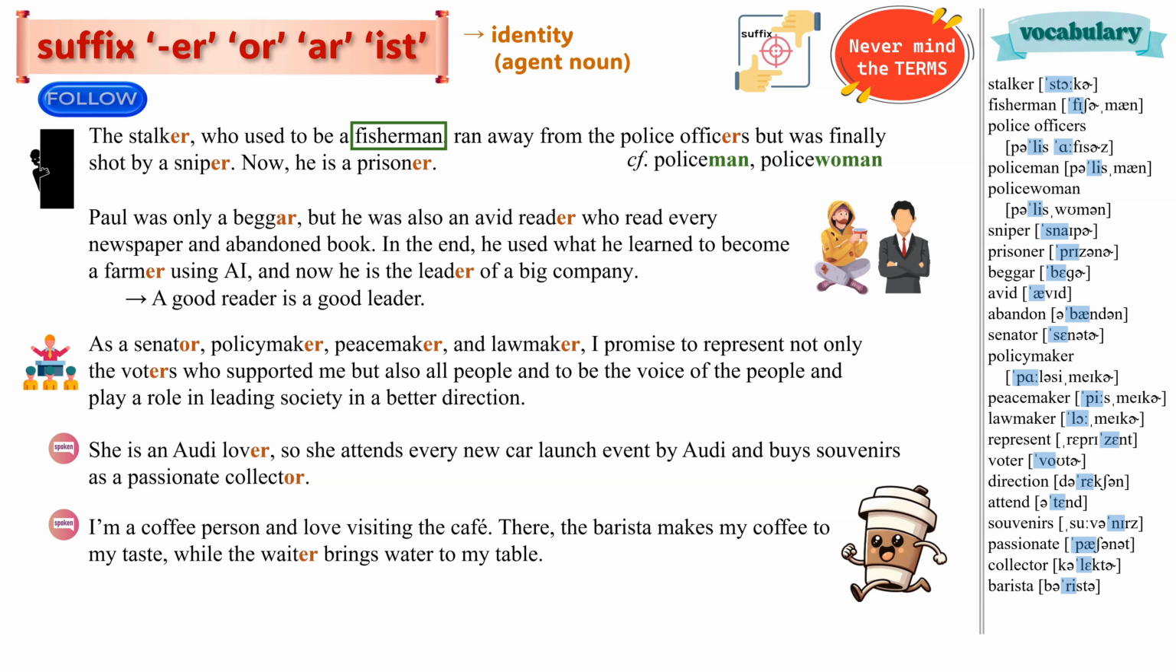As a senator, policymaker, peacemaker, and lawmaker, I promise to represent not only the voters who supported me, but also all people, and to be the voice of the people, and play a role in leading society in a better direction. She is an Audi lover, so she attends every new car launch event by Audi and buys souvenirs as a passionate collector. I'm a coffee person and love visiting the cafe. There, the barista makes my coffee to my taste, while the waiter brings water to my table.